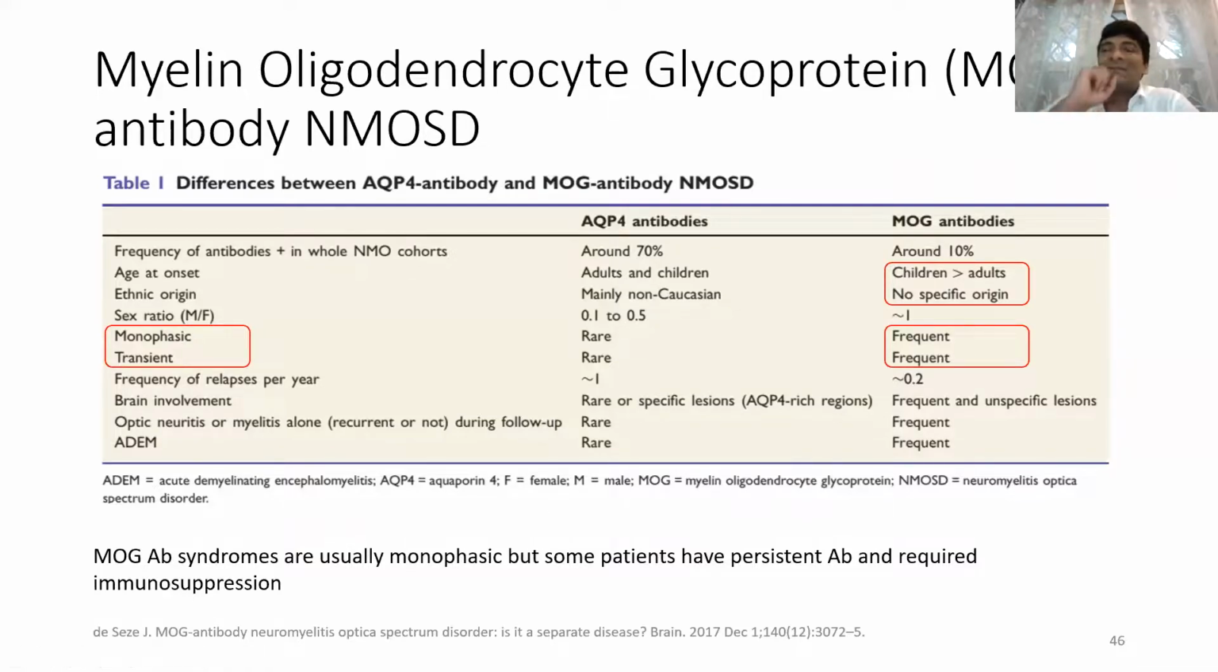So the important thing to do in a MOG syndrome is to repeat the antibody after an interval, say about 3 months. And if they're still positive, they need immunosuppression. But if they've turned negative, they can actually be let go.